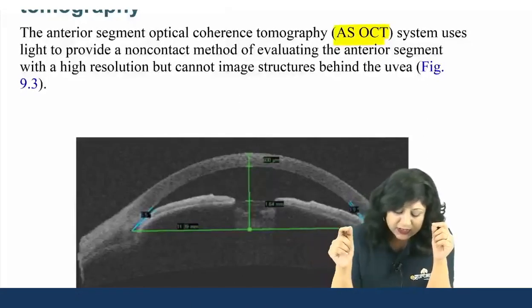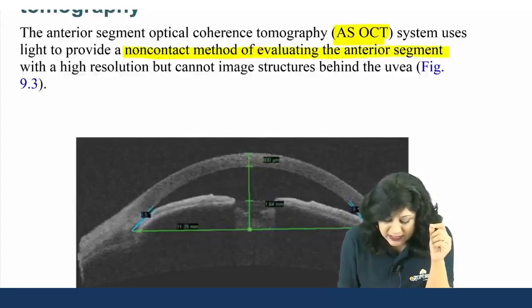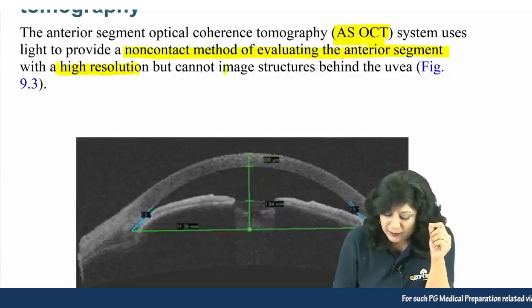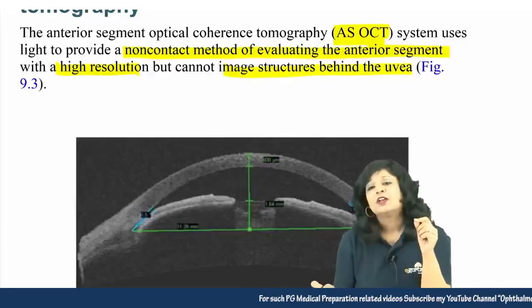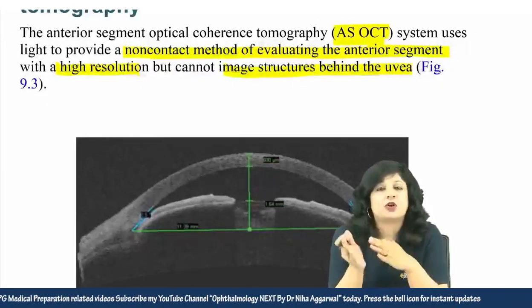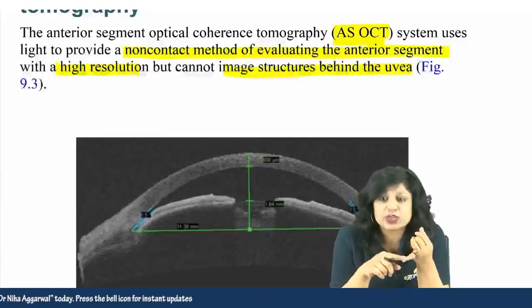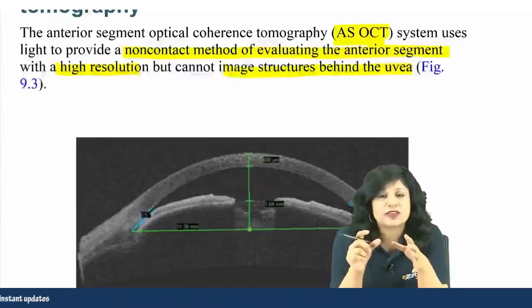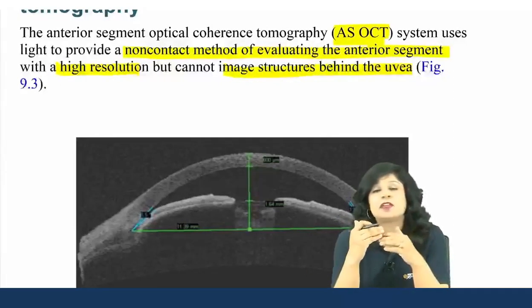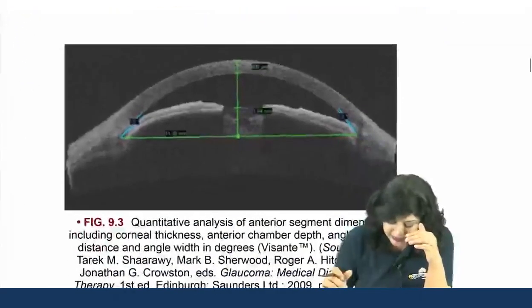This uses light to provide a non-contact method of evaluating the anterior segment along with high resolution, but cannot image structures behind the uvea. So this anterior segment OCT has some advantages while also having some disadvantages. The advantages are the high resolution, the evaluation of the anterior segment, and it's a non-contact method, but the problem is that we cannot go beyond the uvea.